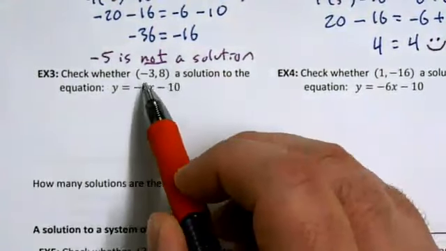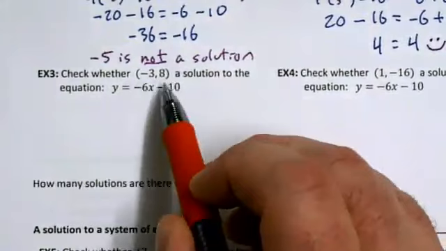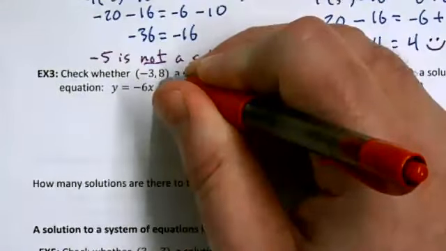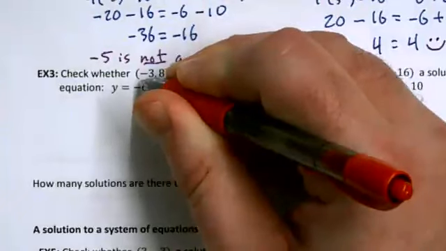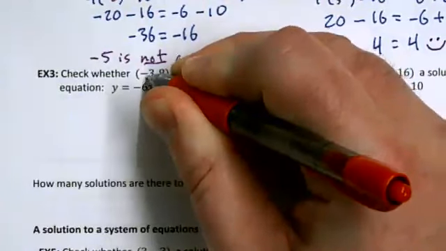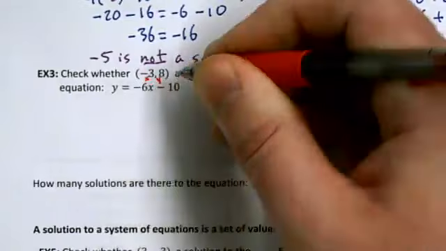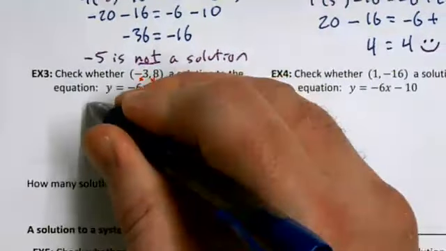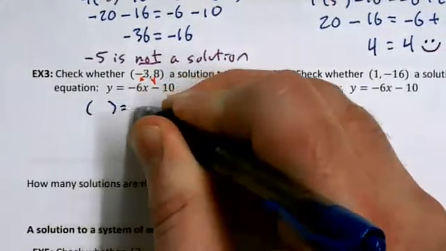So this says -3, 8. Which one of those is the x, the -3 or the 8? The 8 is the x, or the -3 is the x? The -3 is the x. I'm going to put a little x under there, and I'll put a little y under my 8. And then I'm just going to do the same thing we just did. I'm going to rewrite my equation.